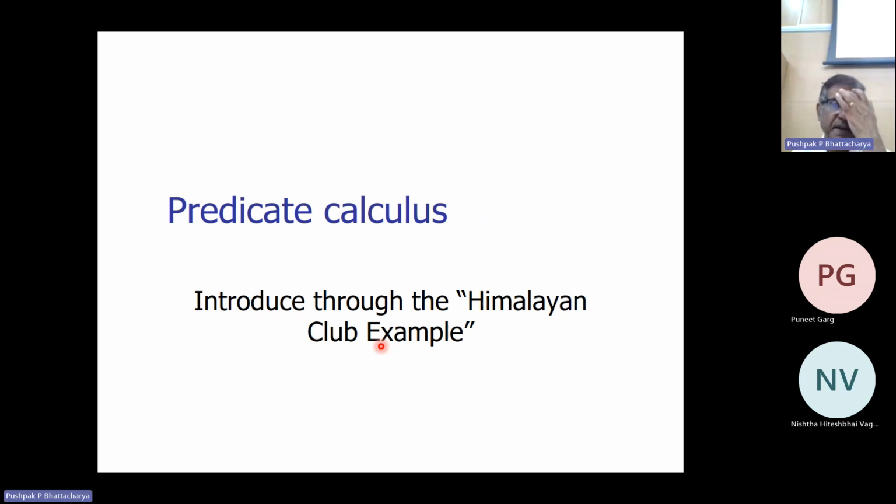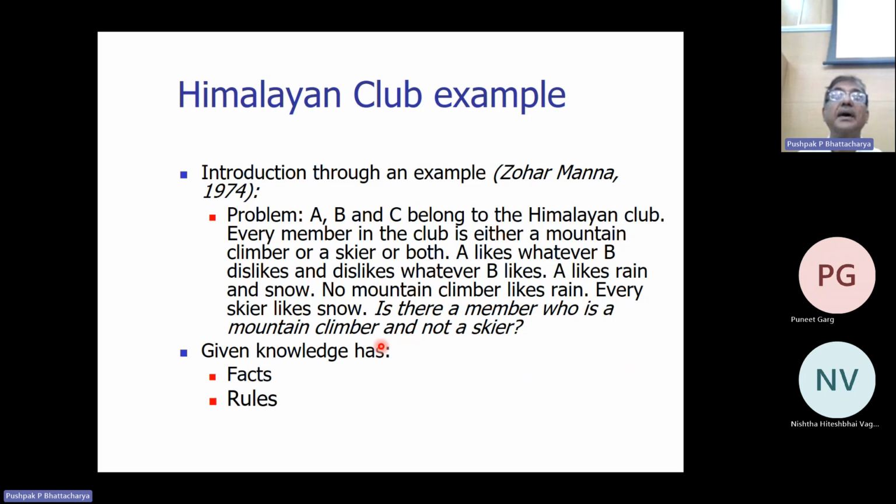So I introduced predicate calculus through what is called the Himalayan Club example. It is originally called the Alpine Club example, from a very celebrated 1974 book on the theory of computation by the theoretical computer scientist Zohar Manna. So the problem is as follows. This is given in the form of a puzzle.